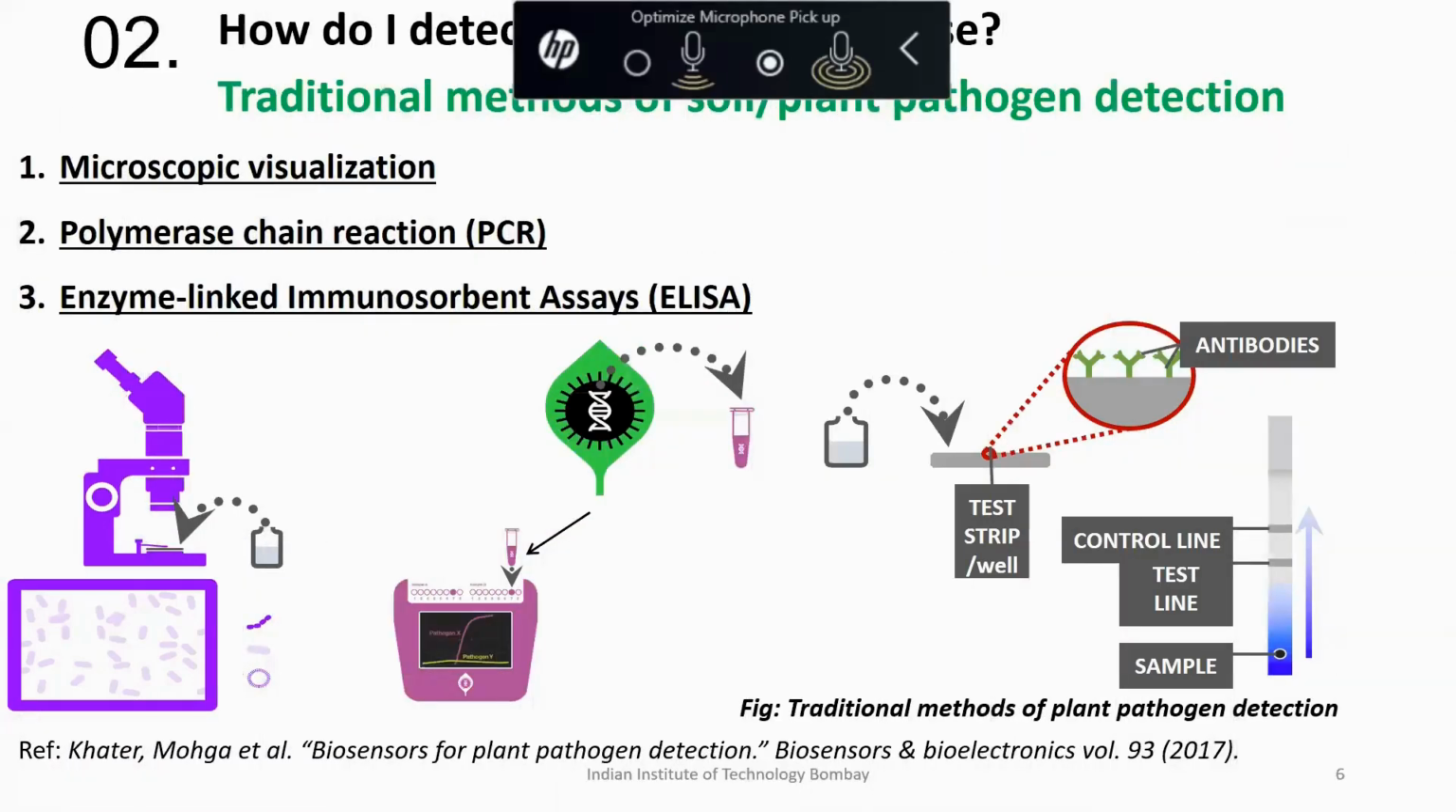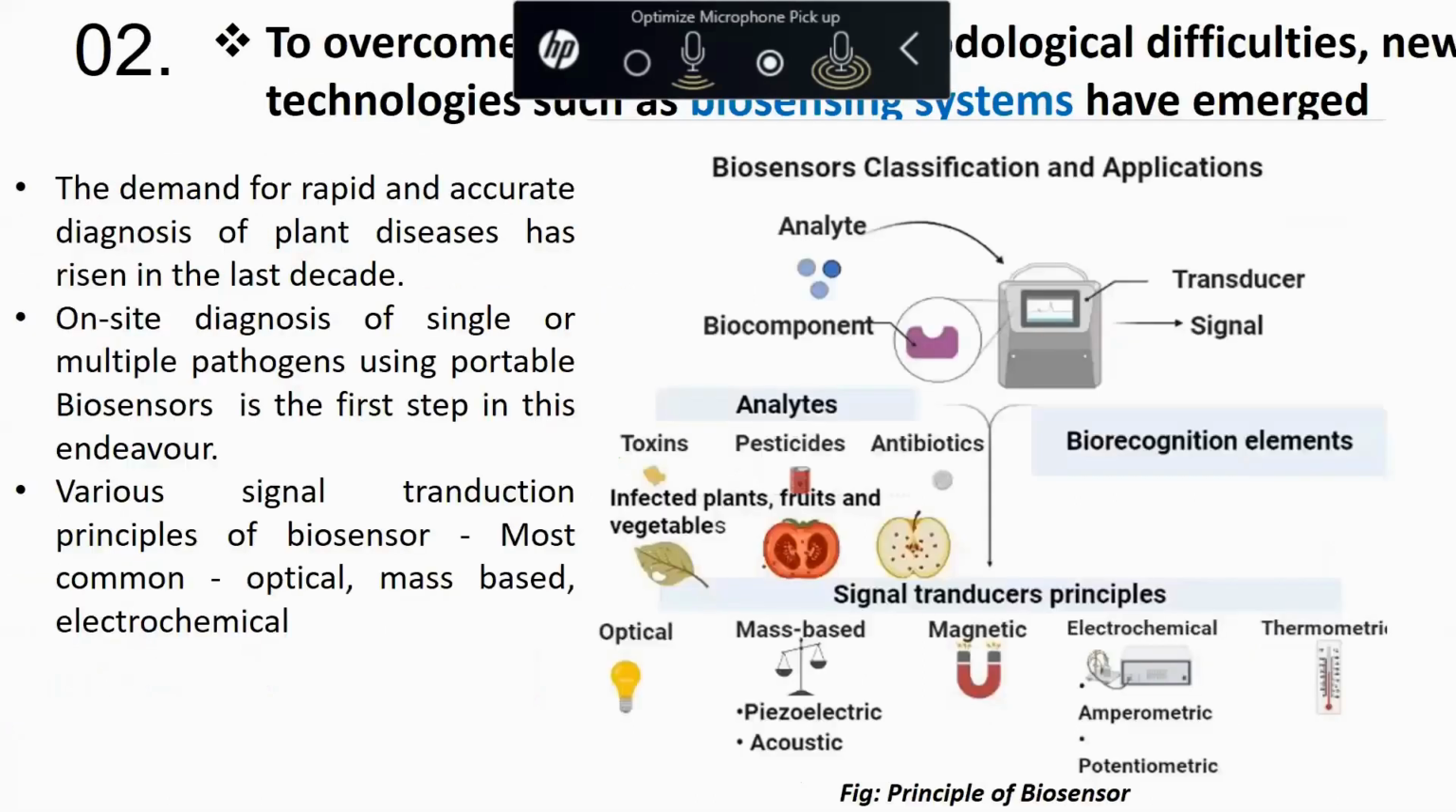There are various traditional methods for detecting plant pathogens. The most gold standard techniques are microscopic visualization, polymerase chain reaction, and enzyme-linked immunosorbent assays. All of these techniques are laboratory techniques, require skilled labor, sophisticated instruments, and have certain limitations. To overcome the limitations of the traditional gold standard methods, there is a demand and a rise in biosensing platforms in the agricultural sector. So what is a biosensor?